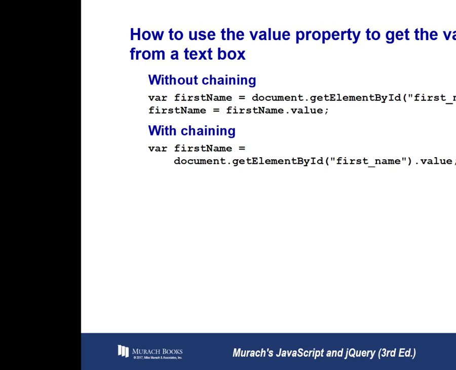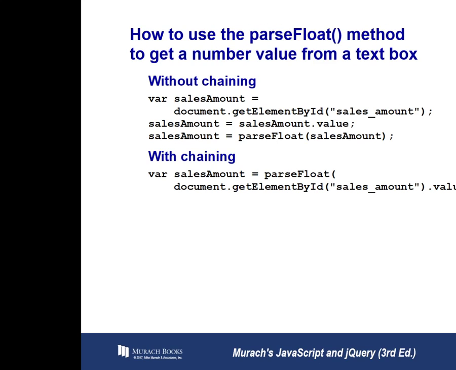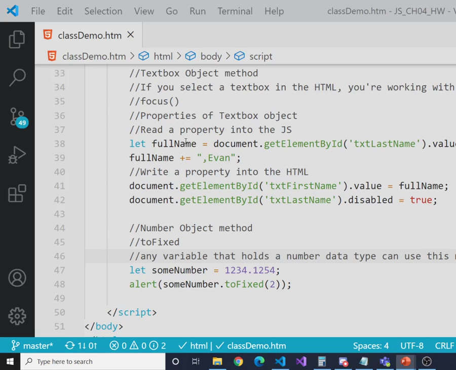All that is like saying, okay, because we know that what getElementById is returning is a text box, we can use the value property of that text box on the selector getElementById. So we're chaining a property onto a method. And, you know, it's almost intuitive when you use it all together. If you know what the first piece does is it selects the text box, then you know to read the value property out of the text box. Okay, you can also chain a parseFloat. Let me show you how to chain parseFloat.